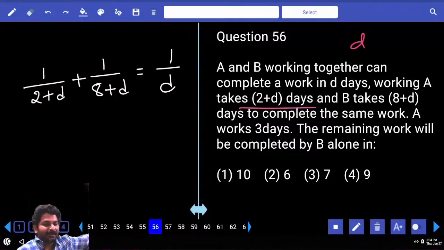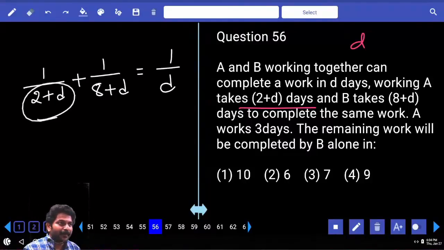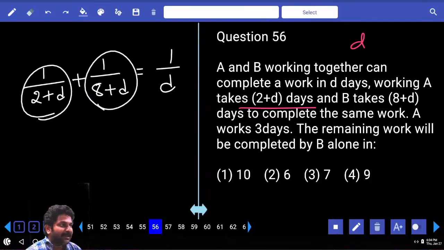Let's start with 1. It becomes 3. It becomes 9. See, 1 by 3 plus 1 by 9. Can that be equal to 1? Come on. No. Next, 2. If you substitute 2 here, 1 by 4 plus 1 by 10. That cannot be equal to 1 by 2.